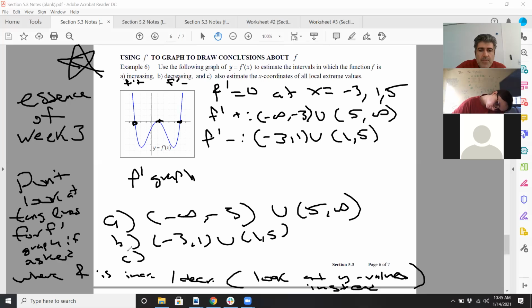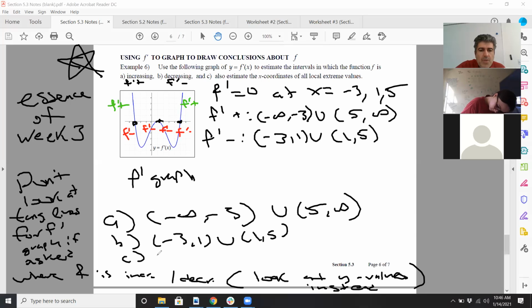And then estimate your local extreme values. Well, remember f prime is positive here. Actually, let's get a little highlight or color coded. F prime is positive here, f prime is positive here. F prime is negative, and all these different intervals here.